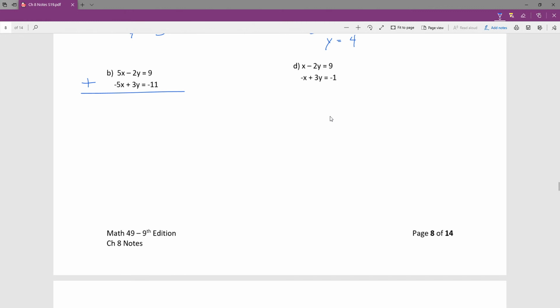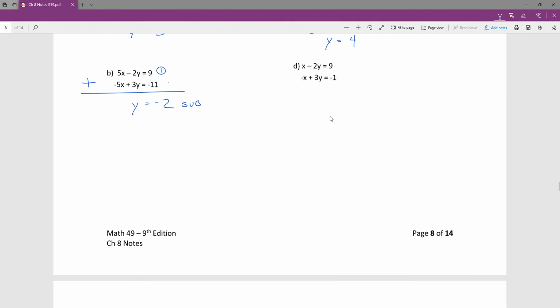So in these ones, I'd have negative 2y and a positive 3y. So that gives me a positive 1y. And 9 minus 11 gives me a negative 2. Nothing too much to do with that. It's already solved now for y. And I can take that and sub it into any equation I want.